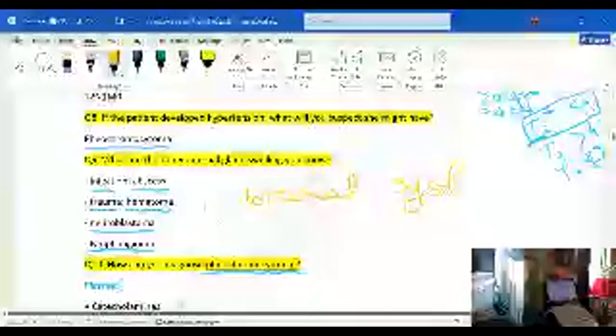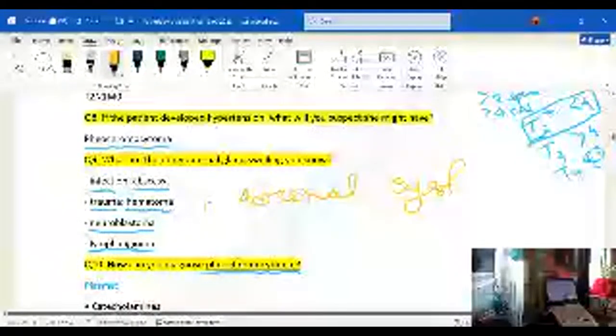If the patient develops hypo... what are the other causes of adrenal gland swelling? Infection like abscess, trauma, hematoma, neuroblastoma, lymphangioma. And how can you diagnose pheochromocytoma?